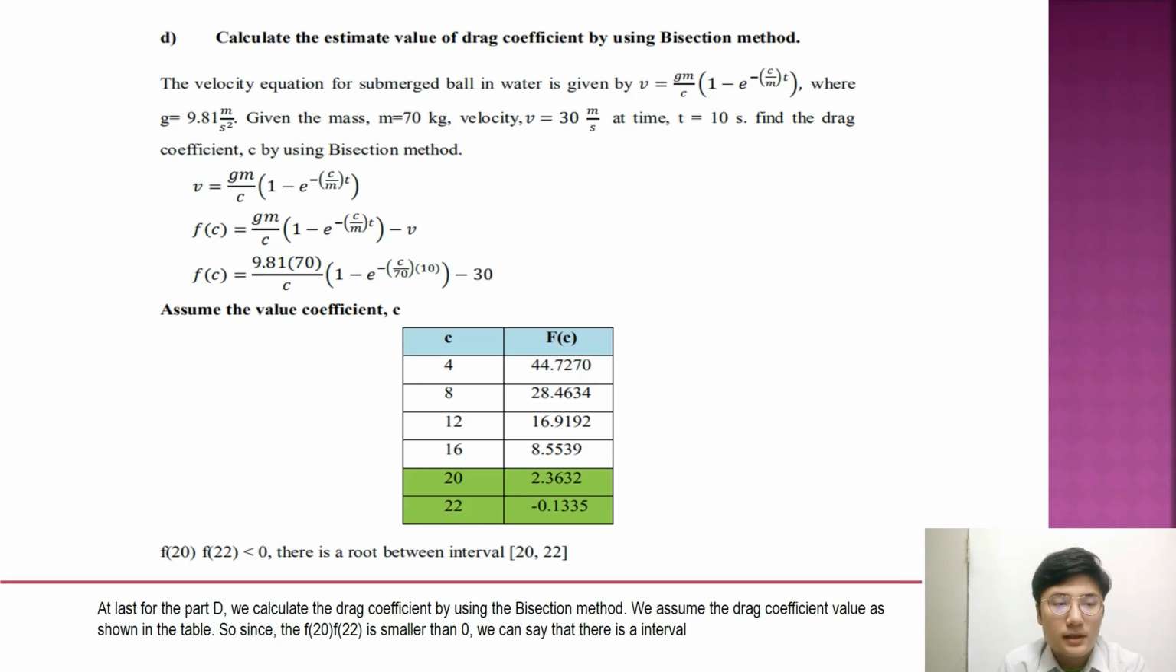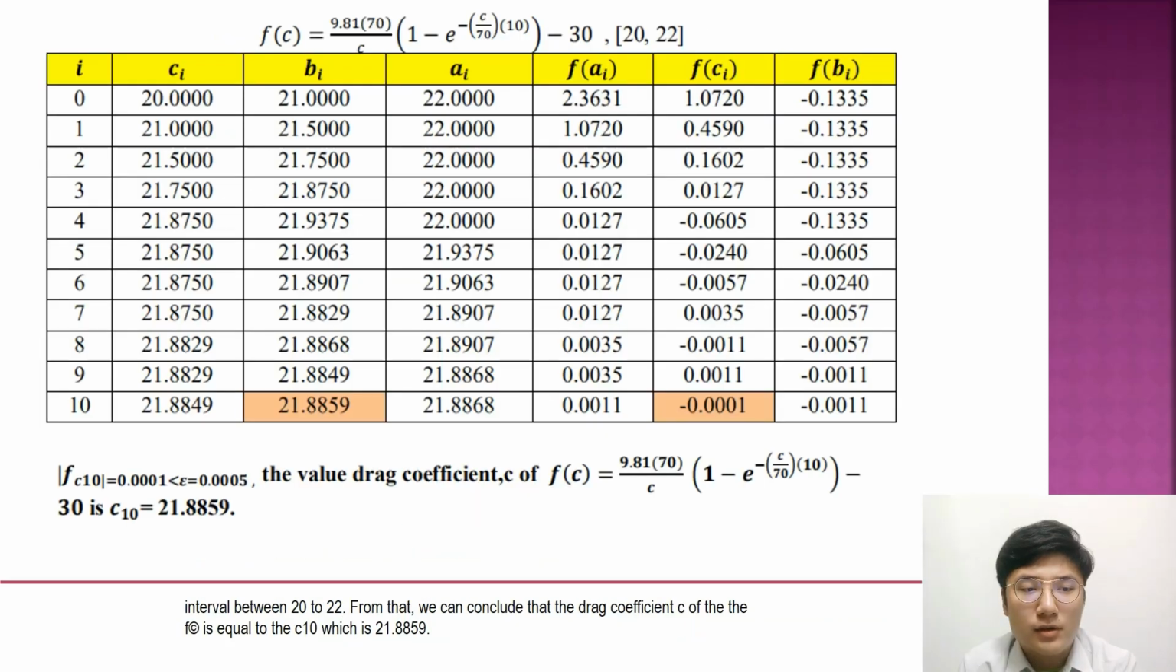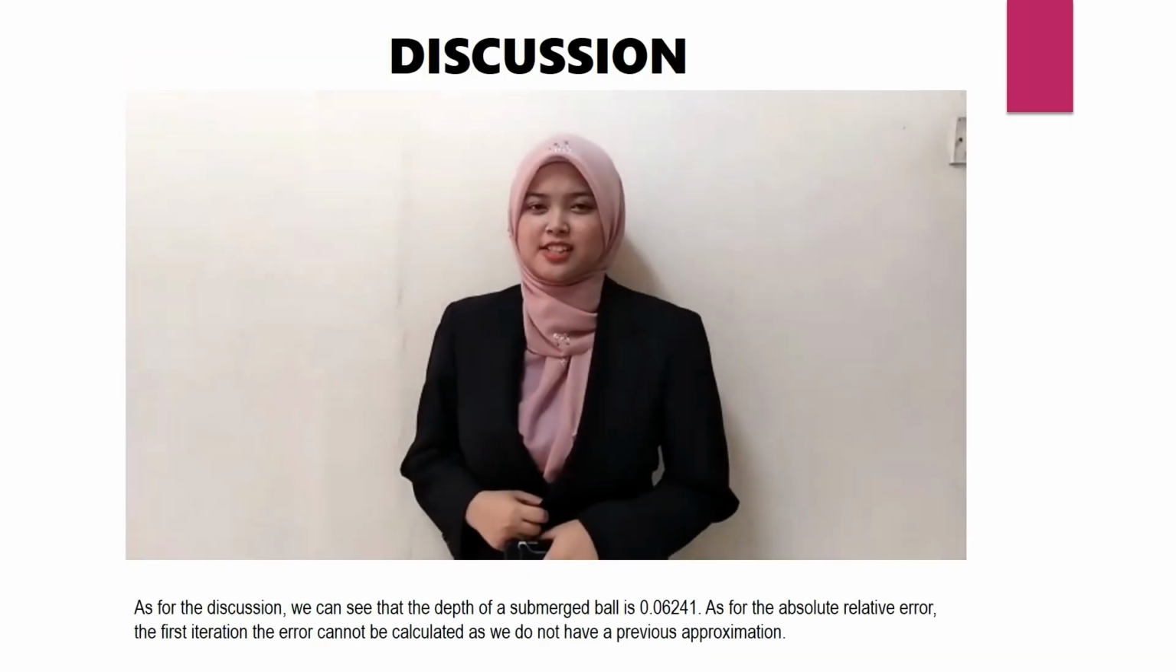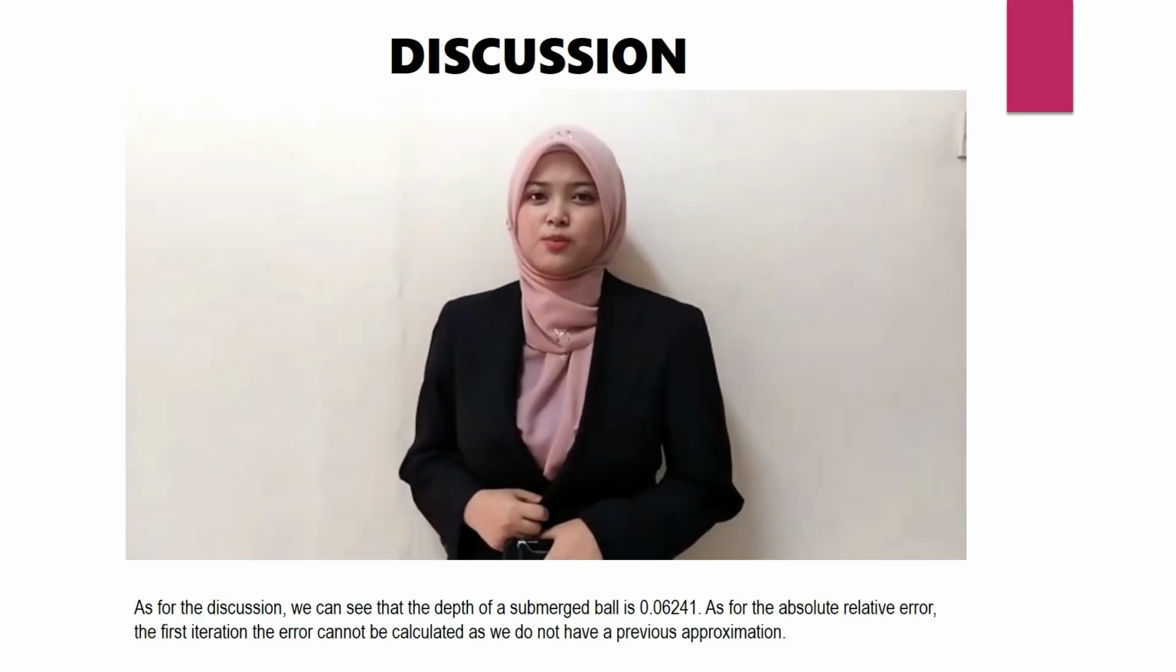At last, for part D, we calculate the drag coefficient by using the bisection method. We assume the drag coefficient value. We calculate the drag coefficient value as shown in the table. Since f(20) times f(22) is smaller than 0, we can say that there is a root in the interval between 20 and 22. From that, we can conclude that the drag coefficient, f(c10), is 21.8859. As for the discussion, we can see that the depth of the submerged ball is 0.06241.